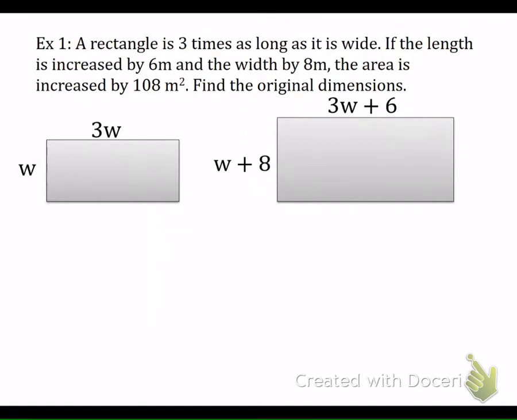So the area of this guy would be, whoop, I lost my arrow. The area of this guy, you just multiply these two, right? The area over here, you multiply by these two. And I know that this area should be 108 larger than this area. Everyone visualizing what's going on? Okay.